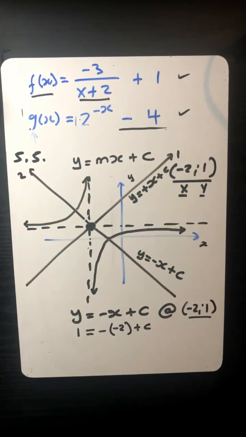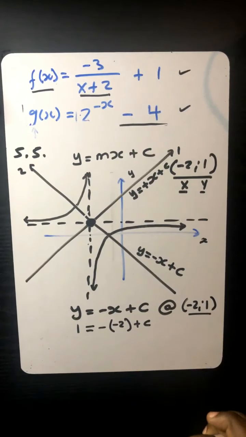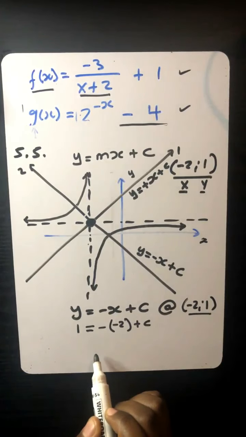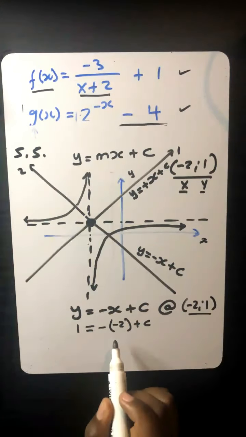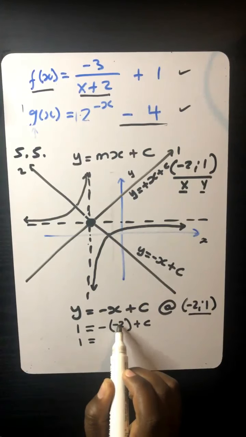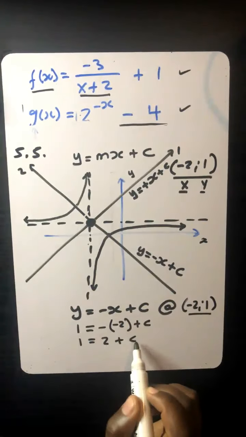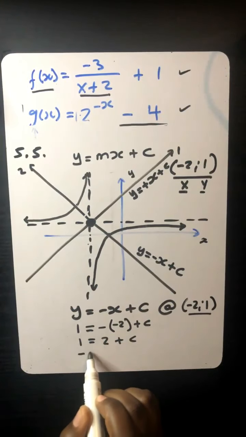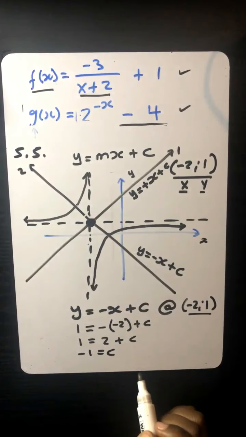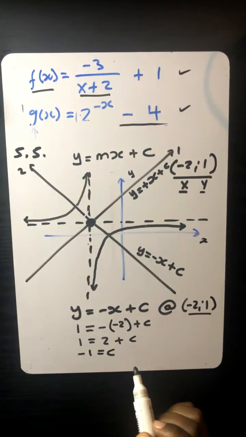Dumelo, as a slow learner, can you quickly explain how you got the negative 1? You see now, you are losing us. It's 1 is equal to negative times negative, which is positive. So it's 1 is equal to positive 2 plus C. Remember, Dumelo, it's negative times negative, not negative plus negative. Oh, yes, sir. So it's 2 plus C. You transpose, then 1 minus 2 is negative 1, which equals C. What is the last step? Therefore, y is equal to negative x minus 1.